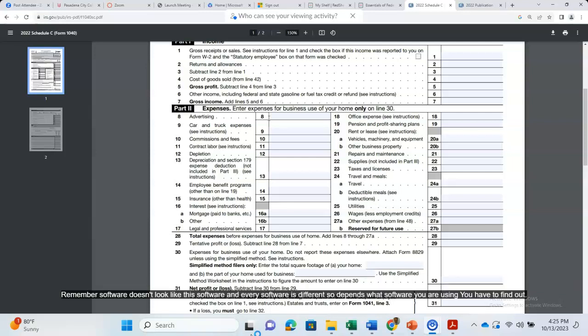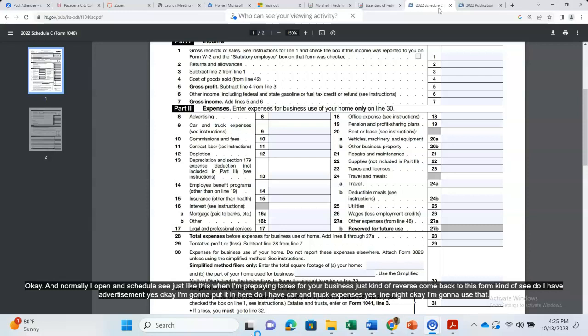Remember, software doesn't look like this. Every software is different, so it depends what software you are using. You have to find out where that advertisement expense is in the software. Oh, click here and you see all the expenses right there. Oh, I saw it. Okay, I put the advertisement expense right there. You make that mistake once or twice, and then you remember that.